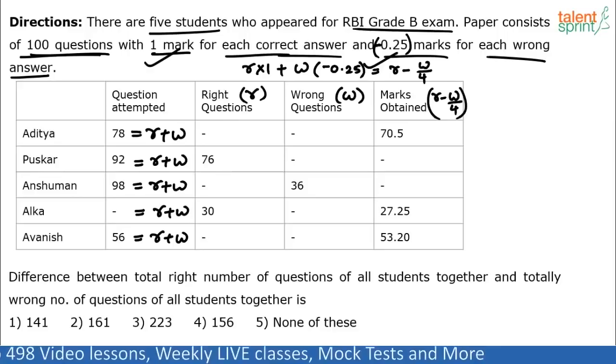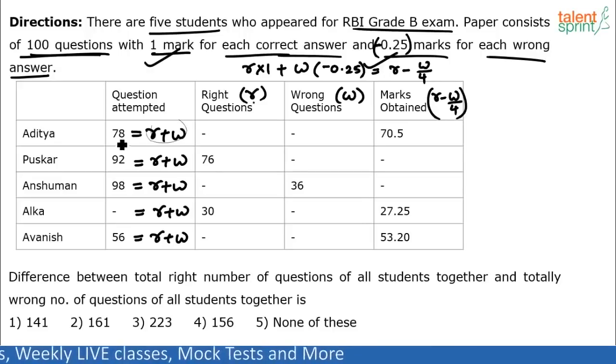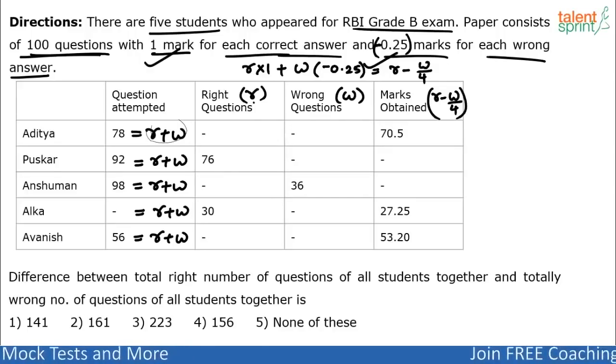So if you see, we have got 2 equations in terms of R and W. There are only 2 variables. The 2 variables are R and W. And what are the 2 equations? We know the sum of R and W, R plus W equals 78 for Aditya. And then we also know that R minus W by 4 equals 70.5. So 2 equations and 2 variables. Can you not solve? Yes, you can solve very easily. Yes or no? So solve and find out what is R and what is W. Do the same process for the remaining guys and fill the table first. That's the first step. Once you have done it, you'll be able to crack it very easily.